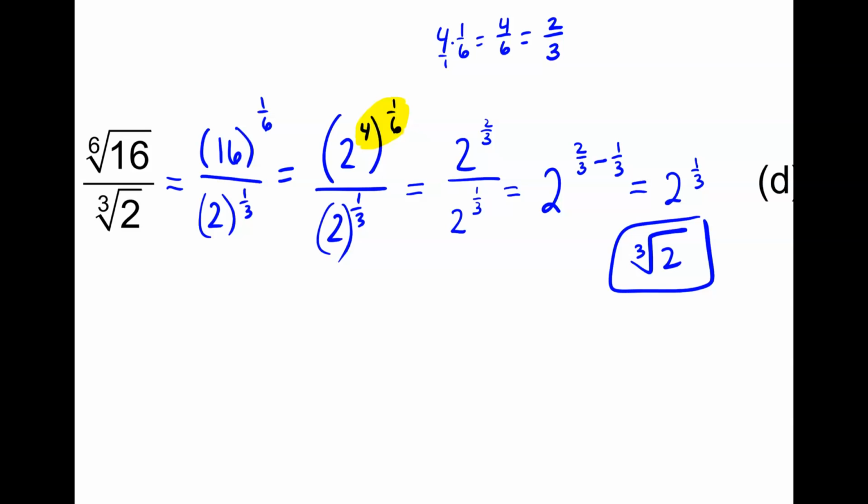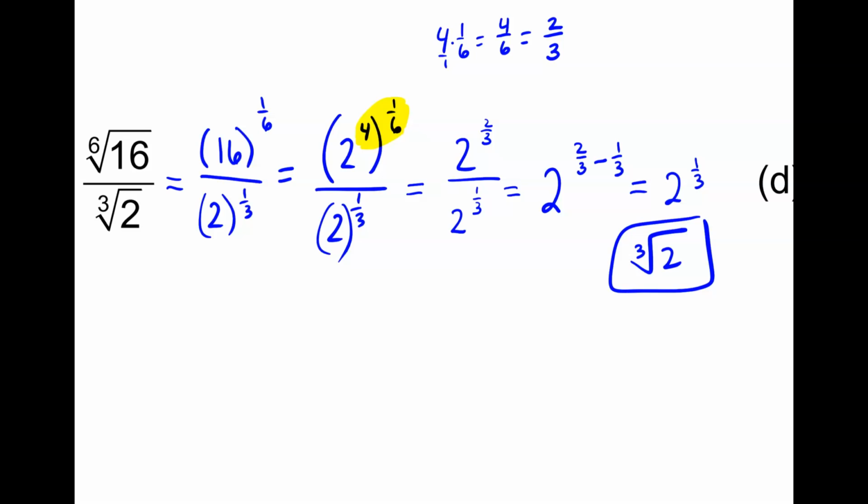The reason I replaced 16 with 2 to the 4th is because I want to use rules of exponents. Because I have a base of 2 on the bottom, it'd be nice to have a base of 2 on top so I can simplify the exponents. And you don't actually divide the 2's. No, I use rules of exponents. I have 2 to the 2/3 on top, 2 to the 1/3 on bottom. Same base, you subtract the exponents.